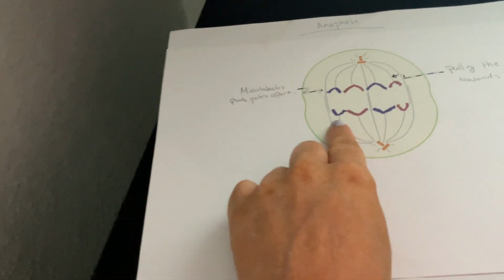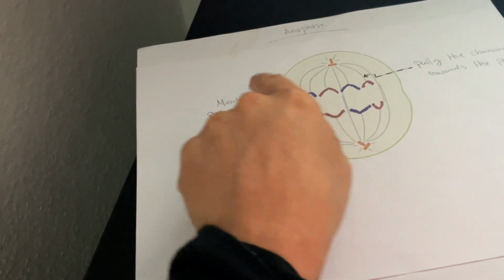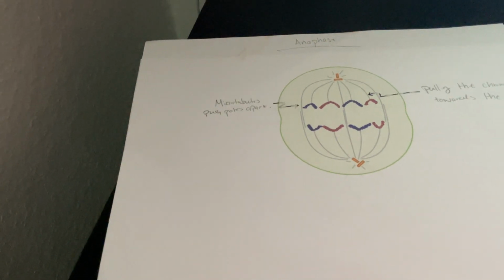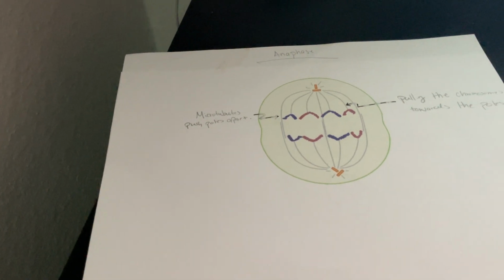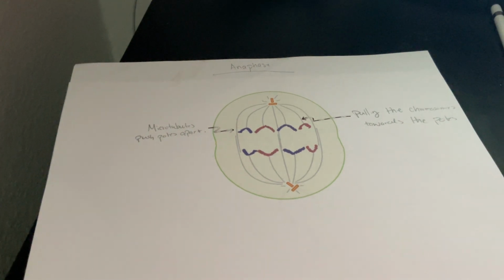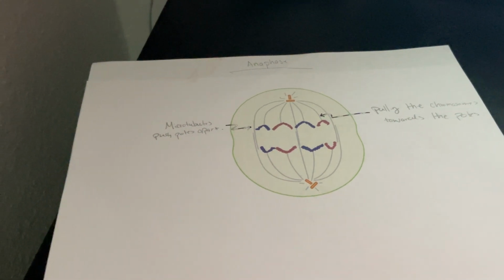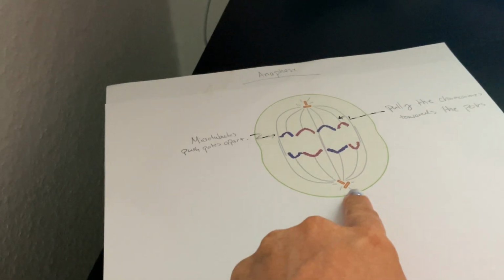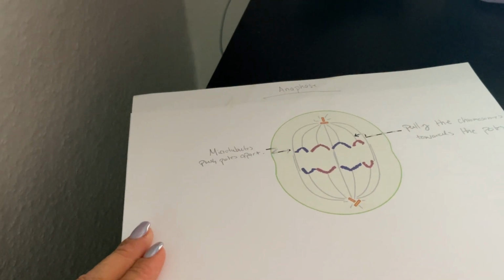You have the anaphase, which you see starting to take shape of two cells trying to divide into two. And you see that the spindles are starting to pull the chromosomes towards the pole, which are these. And microtubules starting to push the poles apart.